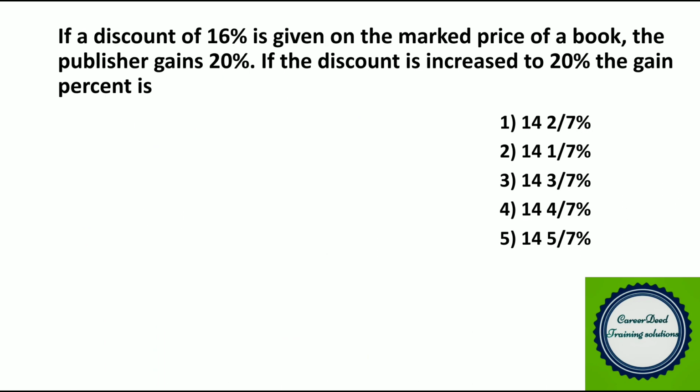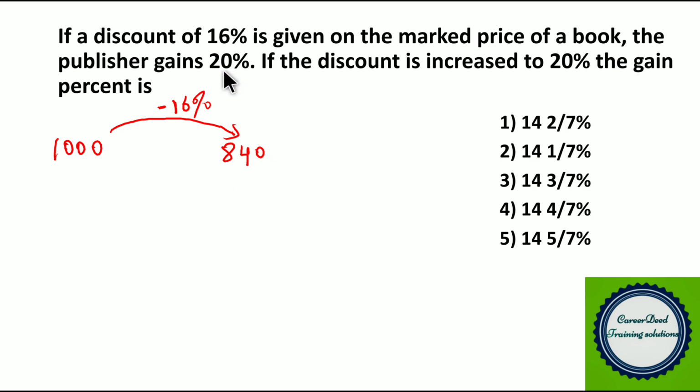Now moving to question number 19. If a discount of 16% is given on the market price of the book, the publisher gains 20%. If the discount is increased to 20%, the gain percentage is dash. Now you can fix the market price at 1000. You can fix any price as per your convenience; I am fixing 1000 rupees. From this, he is giving a 16% discount. What is 16% of 1000? It is 160. So from this 1000 he is giving 160 rupees discount, so he has to sell it for 840 rupees.